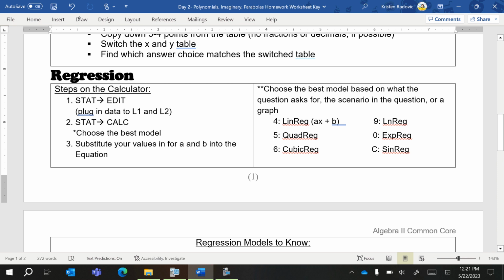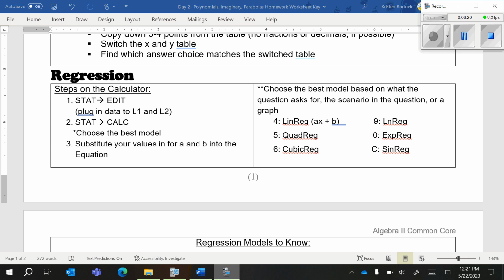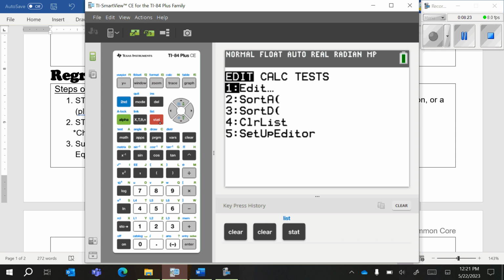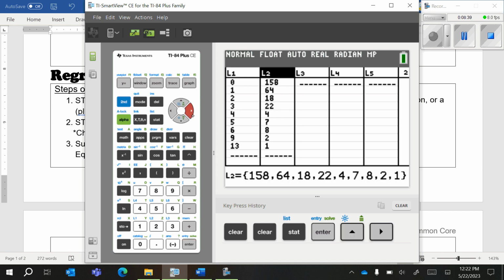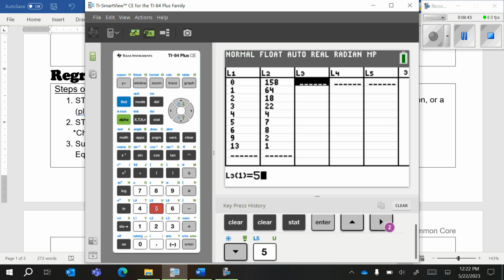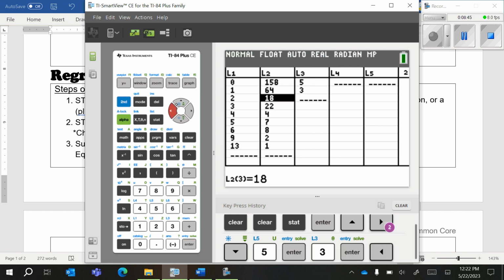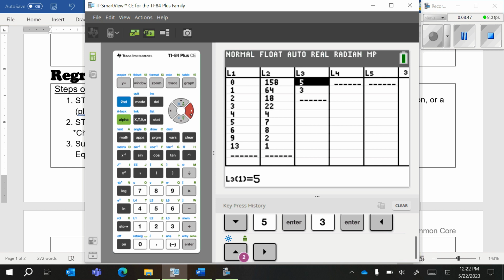For regressions, in your calculator, you're going to go to Stat, Edit, and you're going to input your L1 and your L2. You need to make sure that none of your lists are deleted. If there's no L2 or no L1, you have to go and reset your calculator. But let's say that you did have a list that you want to get rid of. You're going to highlight the list, hit clear, enter. And that's how we get rid of it.